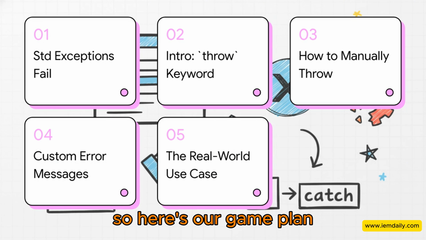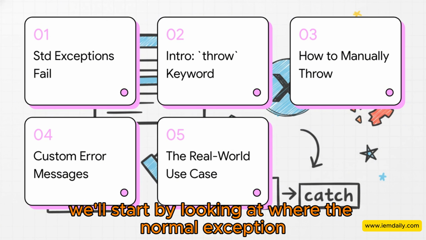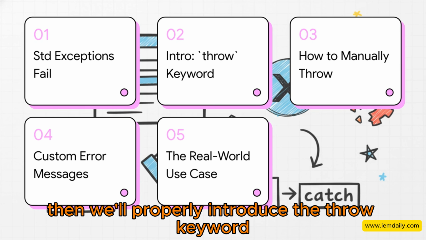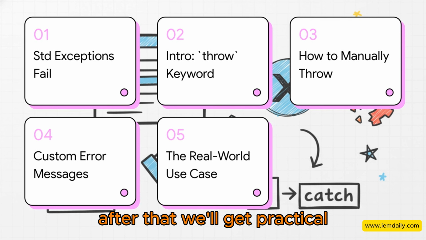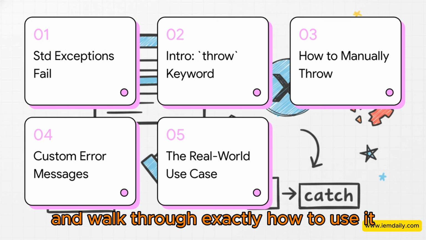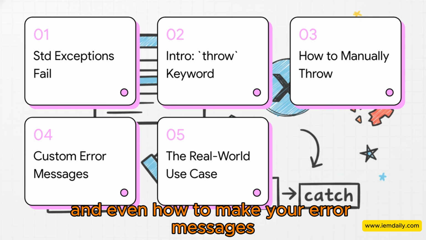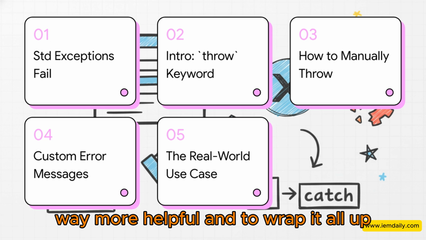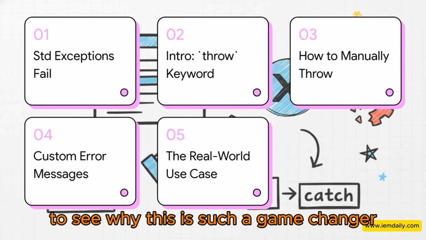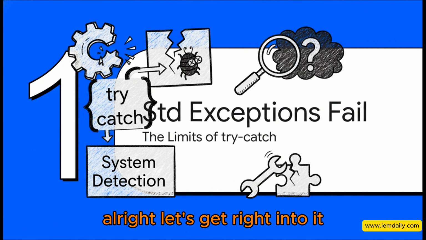So here's our game plan. We'll start by looking at where the normal exception handling kind of falls short. Then, we'll properly introduce the throw keyword. After that, we'll get practical and walk through exactly how to use it and even how to make your error messages way more helpful. And to wrap it all up, we'll look at a real-world example to see why this is such a game changer. All right, let's get right into it.